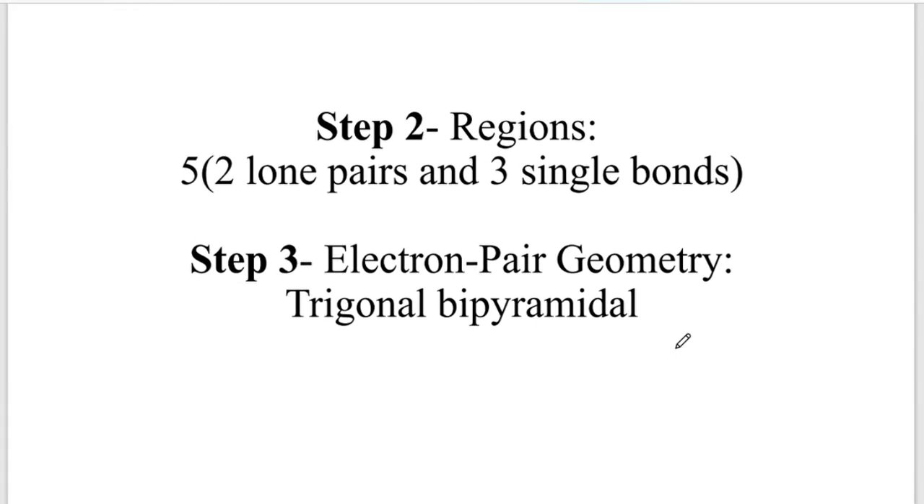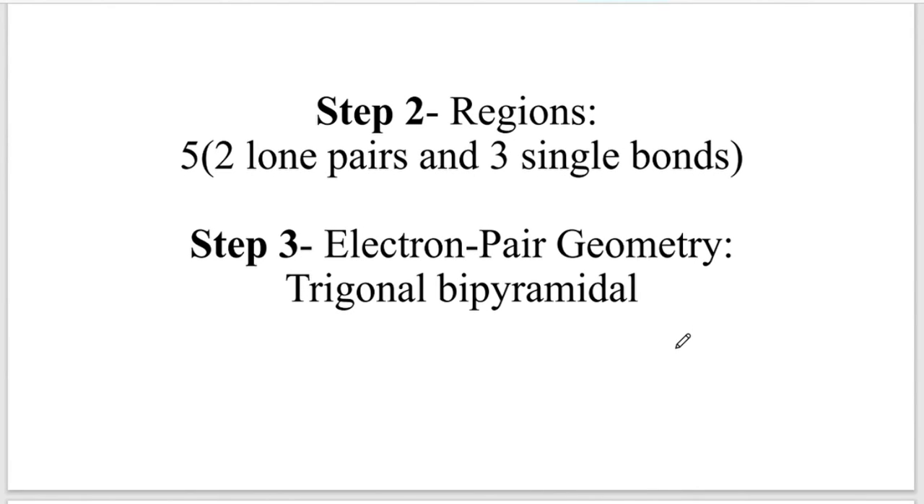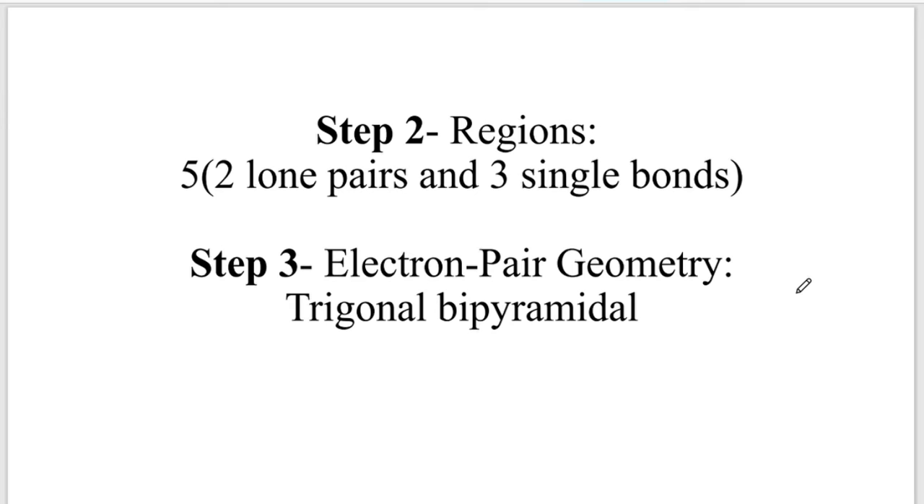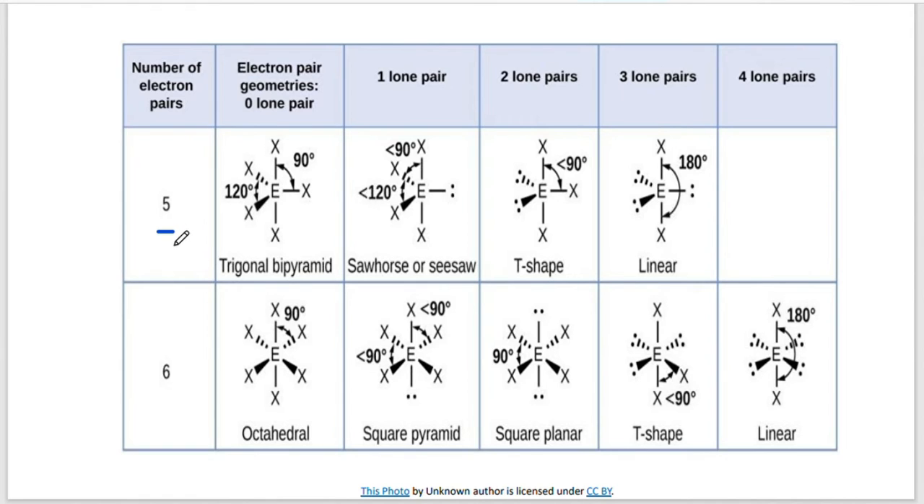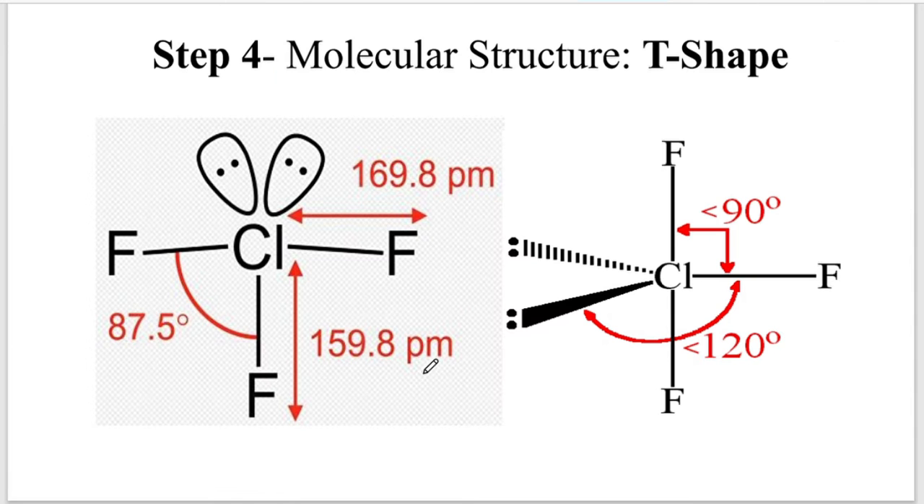And thus we can use the structure to determine the regions, which is what we need for step 2. So it has 5 regions. It is composed of 2 lone pairs and 3 single bonds. In step 3, we need to look for its electron pair geometry, and thus we refer to the table. So it has 5 electron pairs, so we can readily see that its electron pair geometry is trigonal bipyramidal. Step 4, we have the molecular structure, T-shape. This is because it has 2 lone pairs and 3 single bonds.